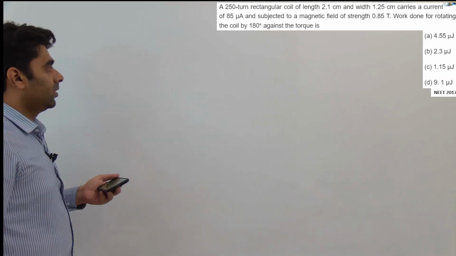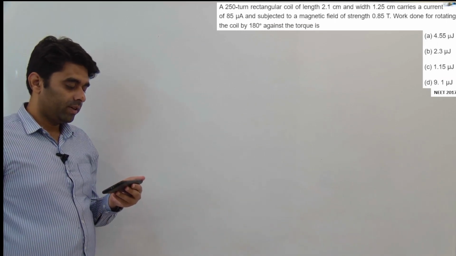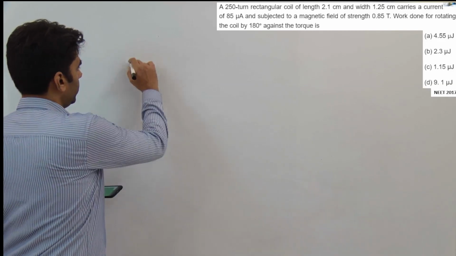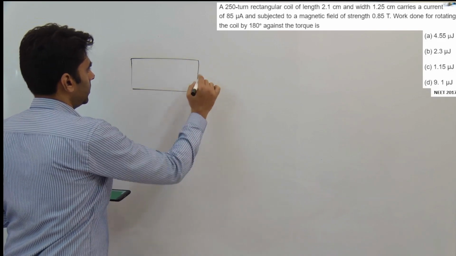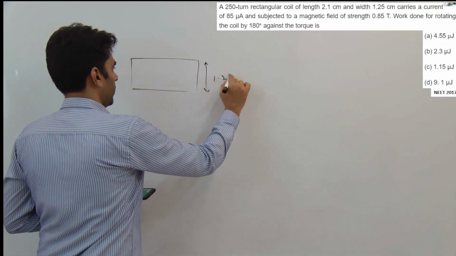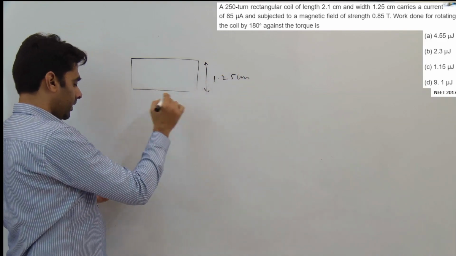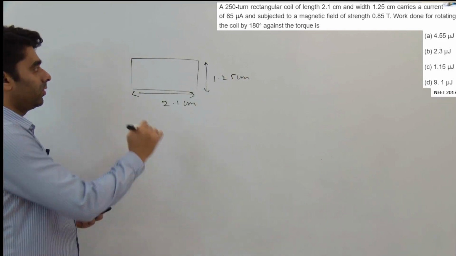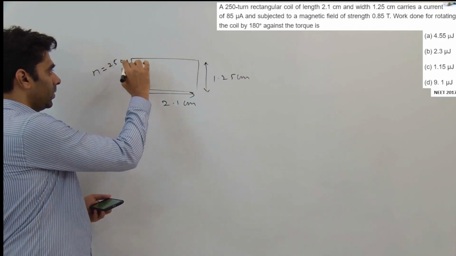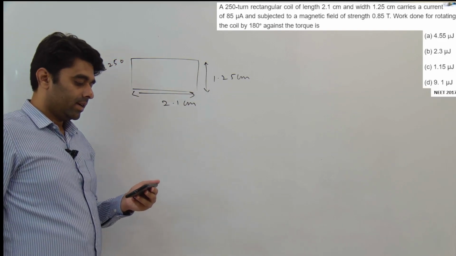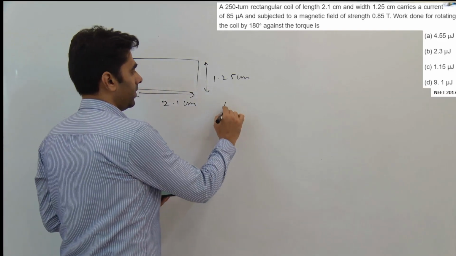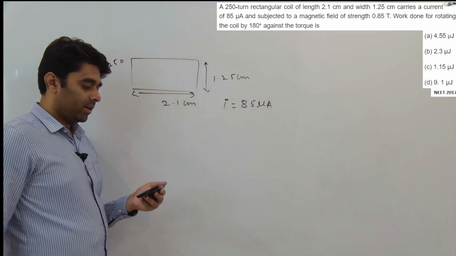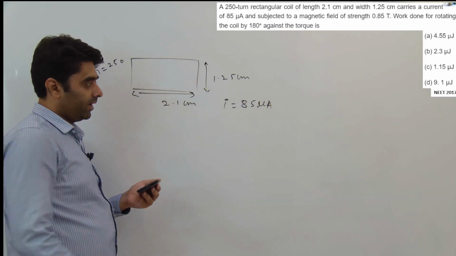The question given to us is: a 250 turn rectangular coil of length 2.1 centimeter and width 1.25 centimeter. Rectangular coil is given to us, 1.25 centimeter and 2.1 centimeter. Number of turns are 250. It carries a current of 85 microampere and is subjected to a magnetic field strength of 0.85 Tesla.